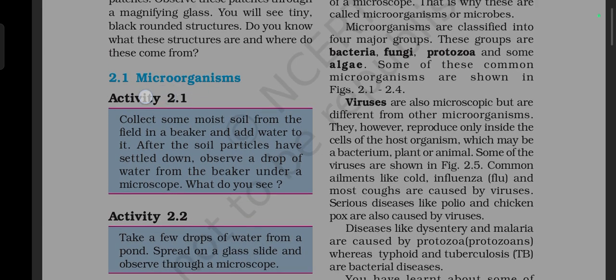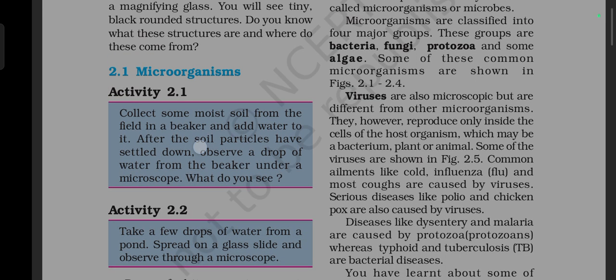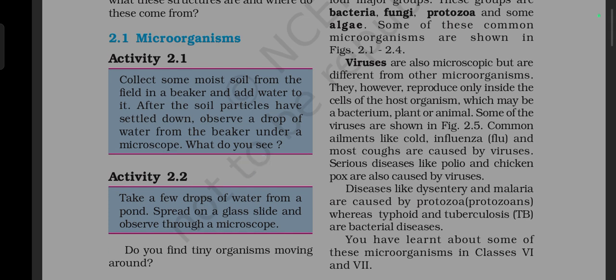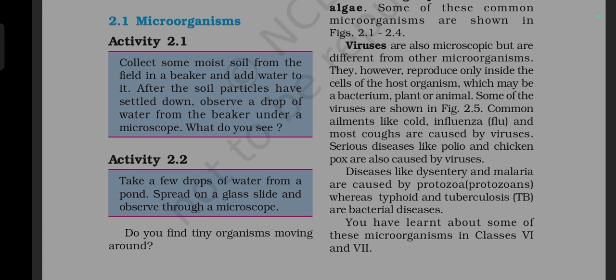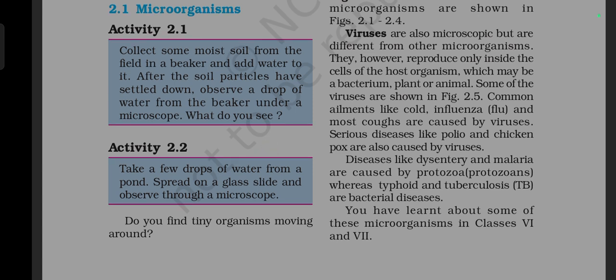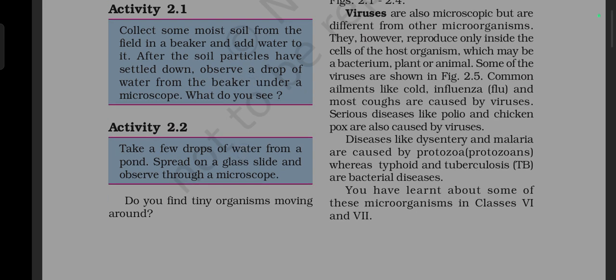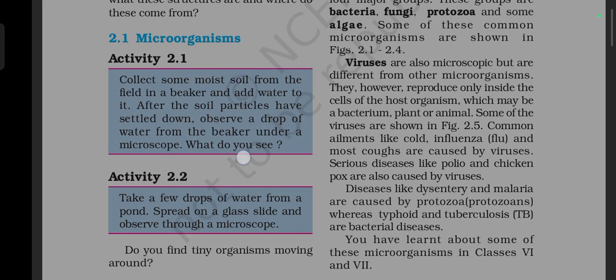Basically, there are two activities given. They are telling to collect some moist soil from the field in a beaker and add water to it. After the soil particles have settled down, observe a drop of water from the beaker under a microscope. What do you see? And the second activity is, take a few drops of water from a pond, spread on a glass slide and observe through a microscope. So these are the two activities which you have to do.